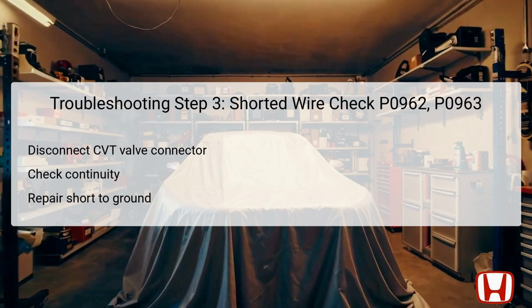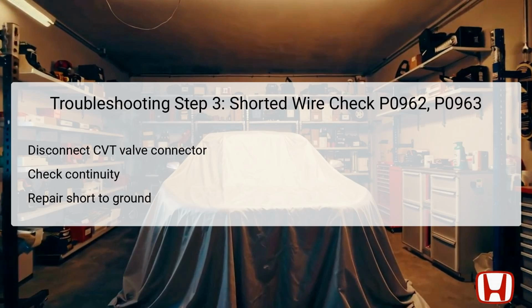Start this process by disconnecting the 2P connector of the CVT drive pulley pressure control solenoid valve. Once disconnected, check for continuity between the TCM connector number 15 and body ground. A successful continuity check suggesting that the circuit is compromised indicates a short to ground. If continuity is confirmed, immediate repair of the short circuit is essential to restore circuit integrity.